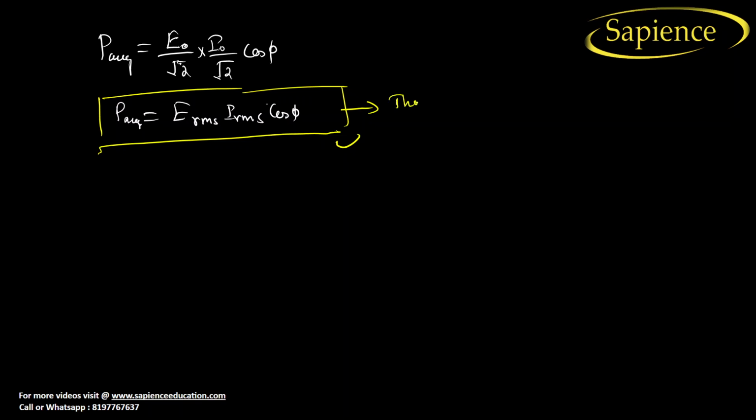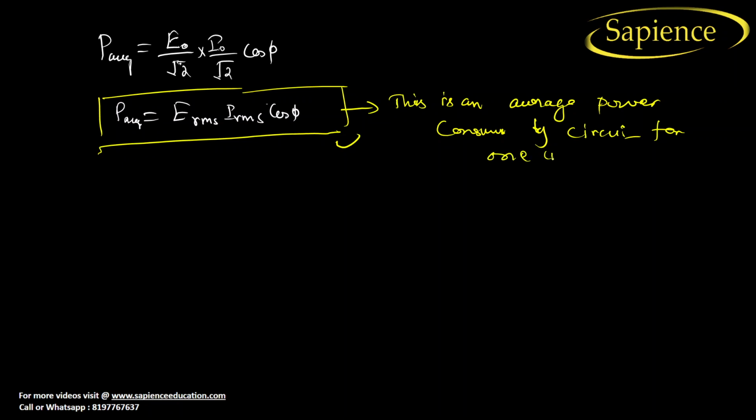This is the average power consumed by the circuit for a time period of T or one cycle. For one cycle, we have calculated, right? You can also calculate it for more cycles, depending upon this.